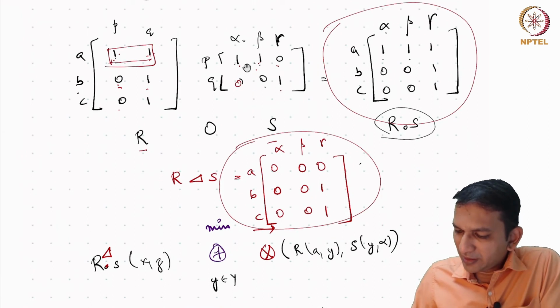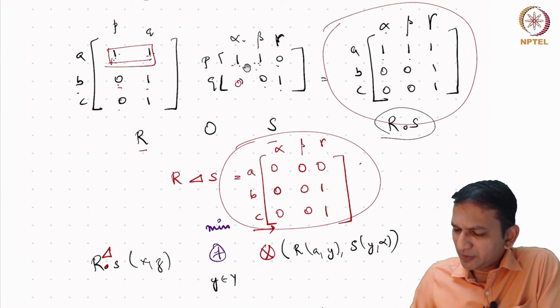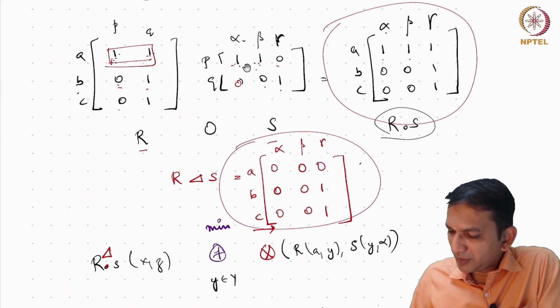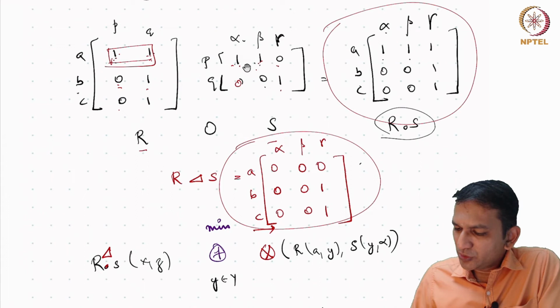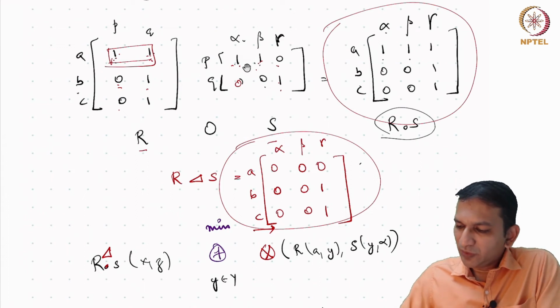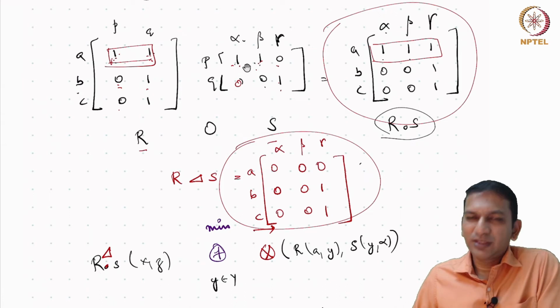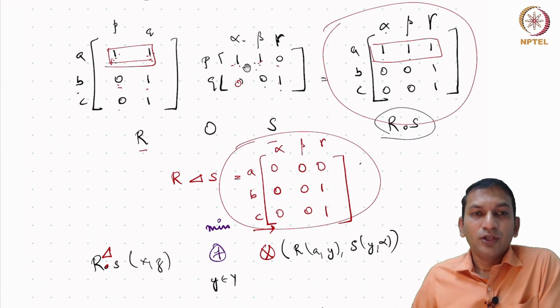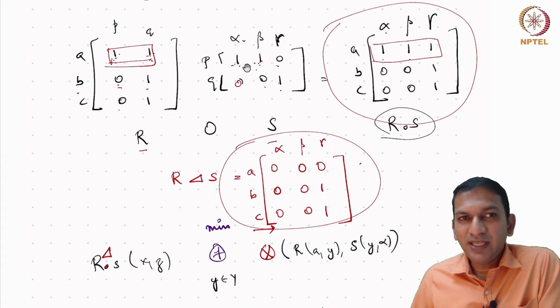A had at least one of them coinciding with alpha, beta, gamma. That means there exists a P such that AP is 1 and P alpha is 1, AP is 1 and P beta is 1, and AQ is 1 and Q gamma is 1. And that's how we got ones here. But now when you changed the composition to that of minimum implication composition, we see that that was not enough.